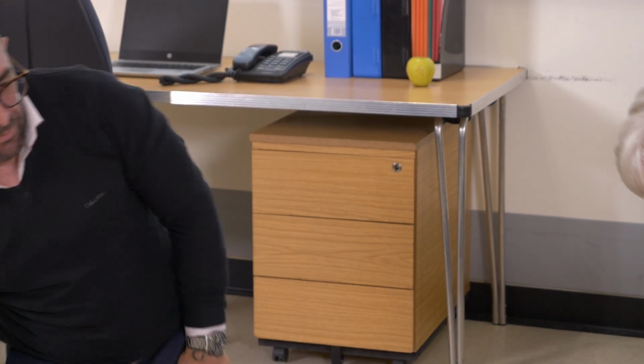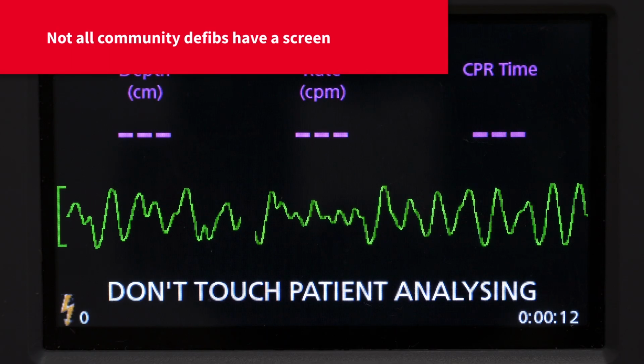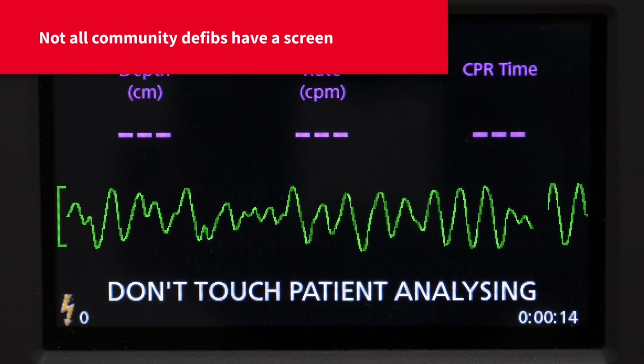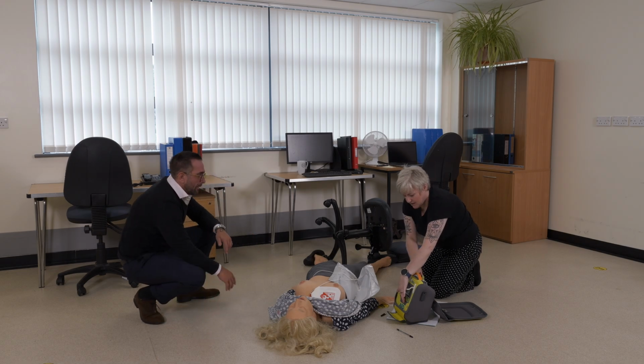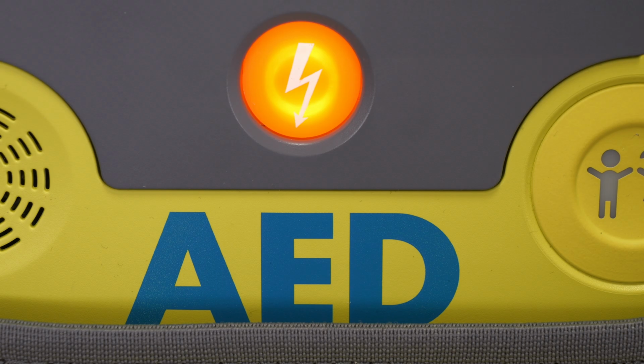Ensure that nobody is touching the person whilst the AED is analysing the heart rhythm. If a shock is indicated, ensure that nobody is touching the person. Press the flashing shock button.